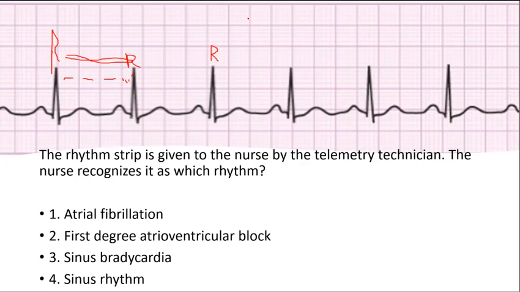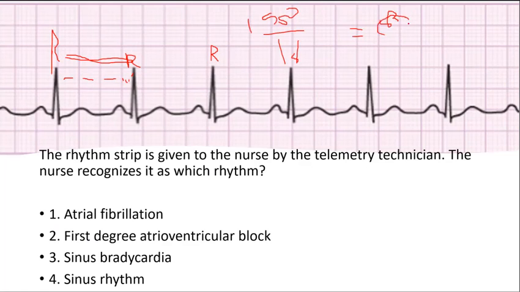And then we want to divide 1,500 by that. So let's say 18 small boxes. You divide 1,500 by 18, and that's going to give us 83 point something. So again, what's the normal heart rate? It should be between 60 and 100.